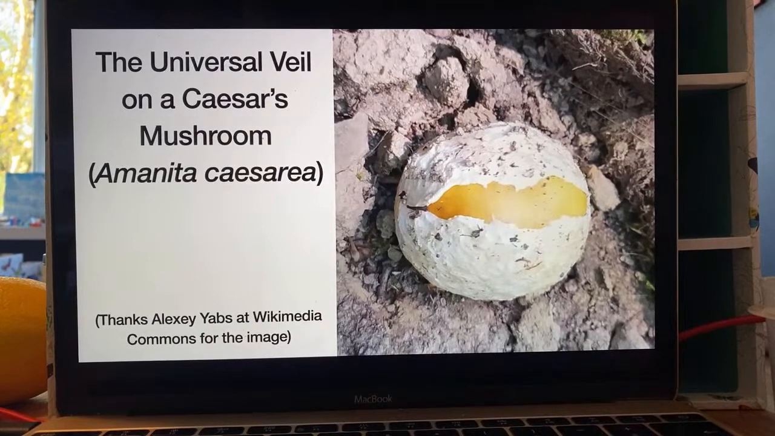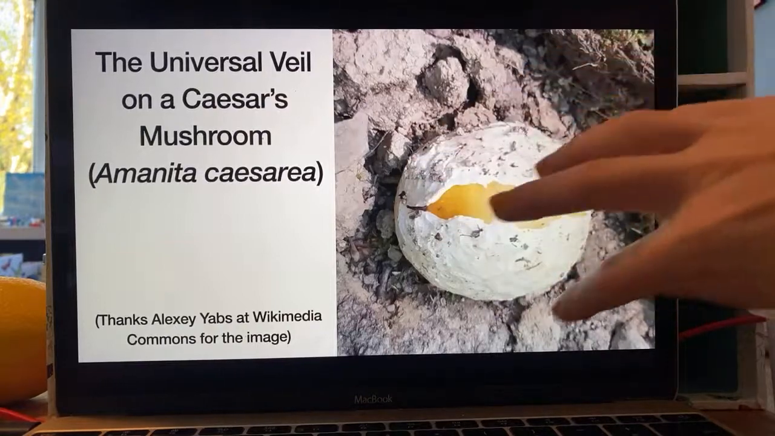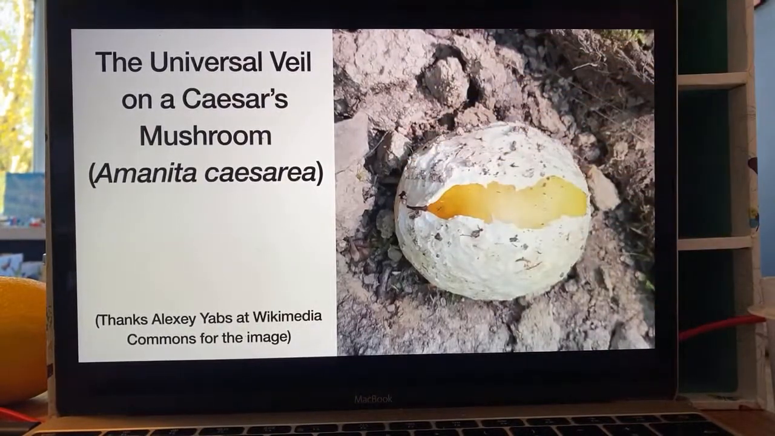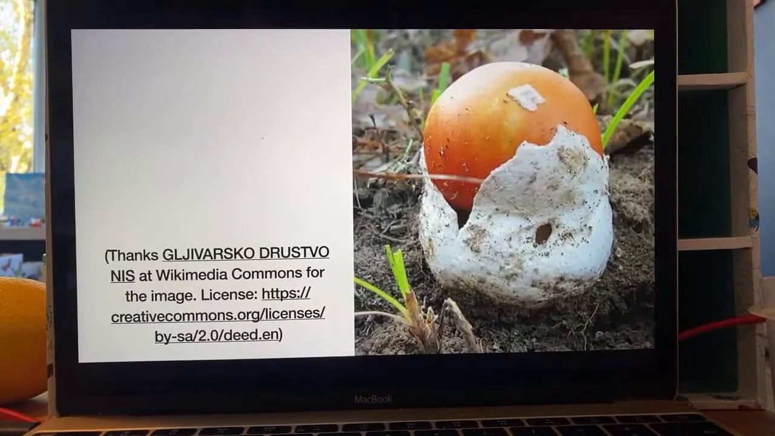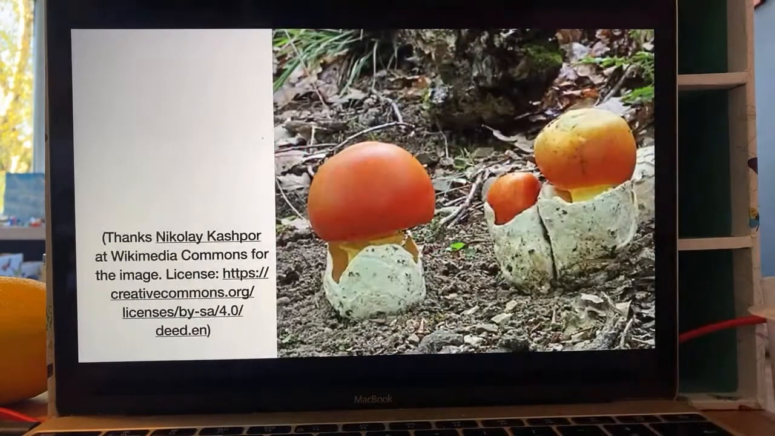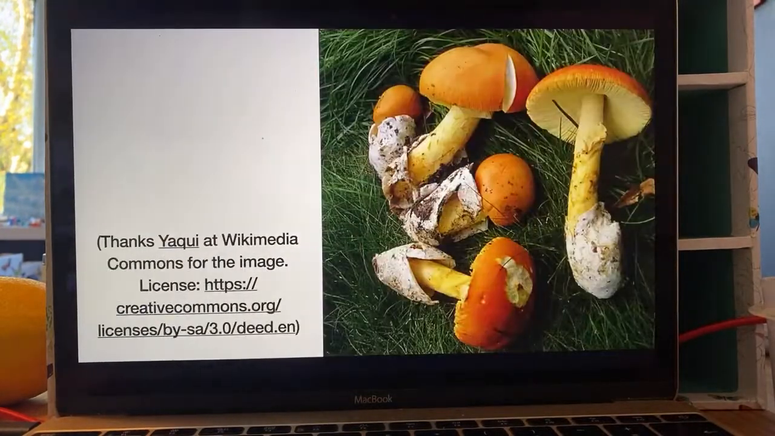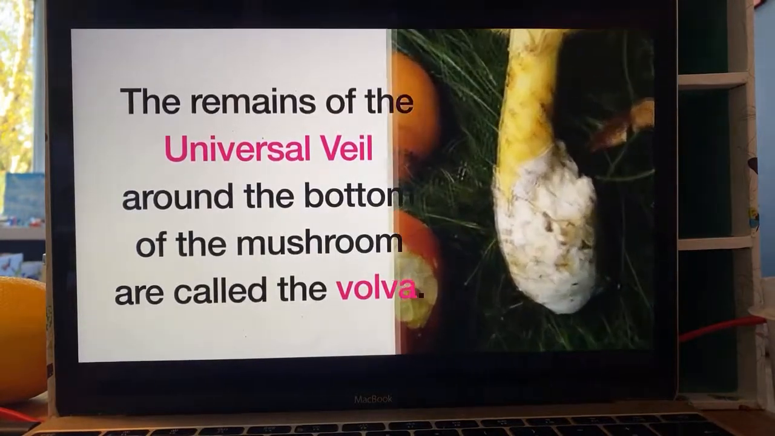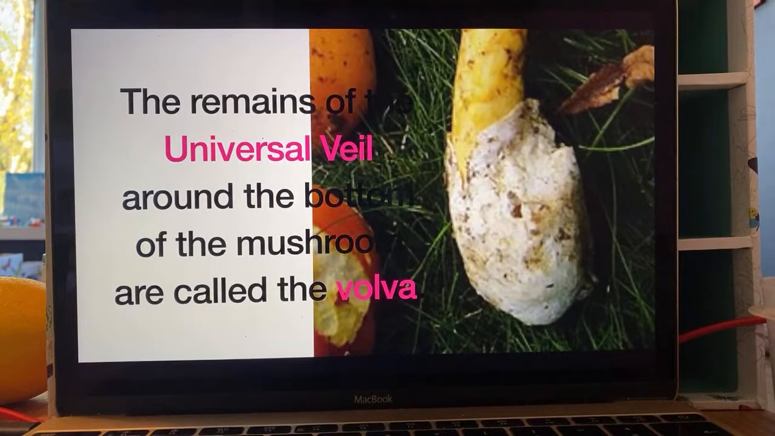We learned about the universal veil. Do you remember this? So some mushrooms, not all of them, when they start growing, they're protected by this little white case made of tissue that kind of keeps them moist, and it's called the universal veil. And as the mushroom grows, different things happen to the universal veil. It can get stuck on the bottom of the mushroom in a sort of cup, and that ends up being called the volva. You remember that? So that would be the volva on the mushroom, the remains of the universal veil that protected the mushroom.